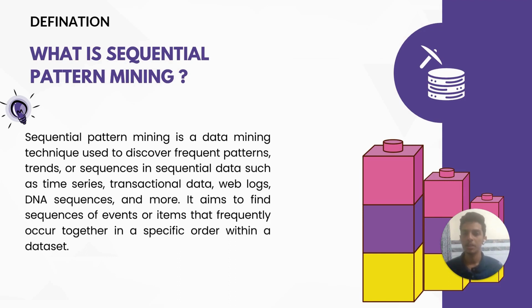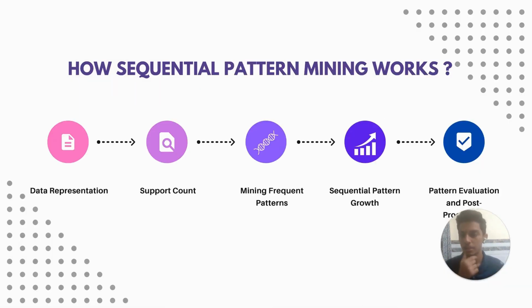Like in a website, there are weblogs that are also in a pattern. In a human, there is DNA which is also in a pattern. So the basic goal of sequential pattern mining is to find a pattern or a particular sequence within a data set. So let's talk about how it works.